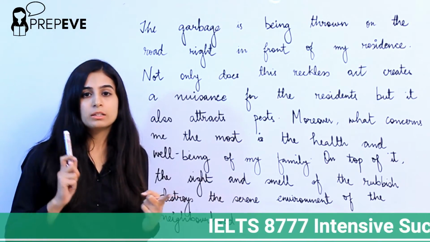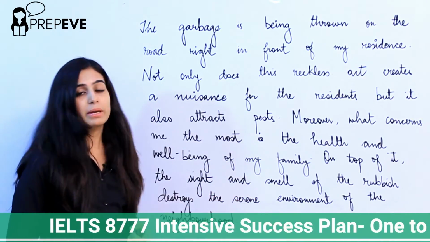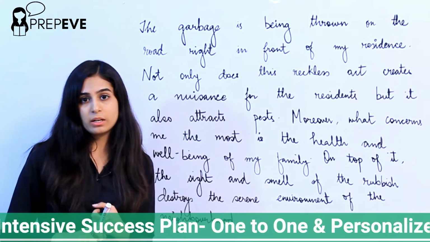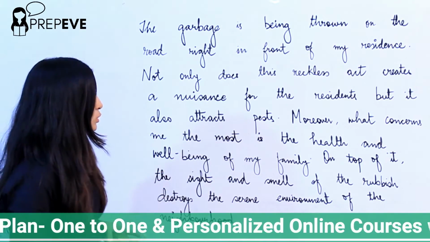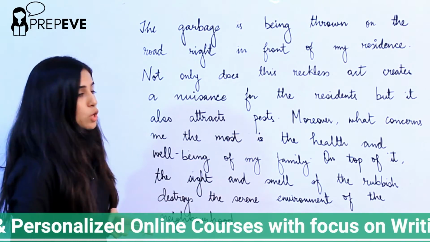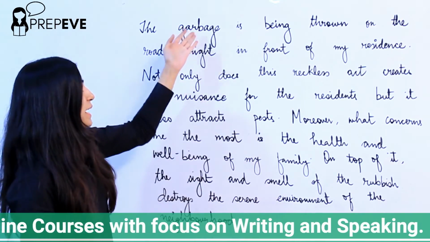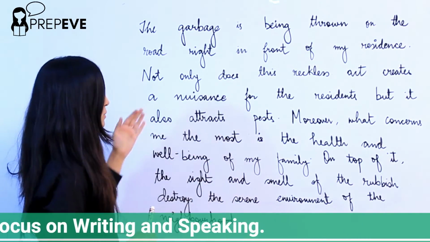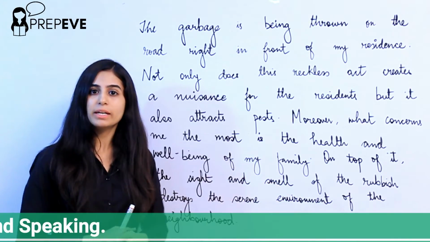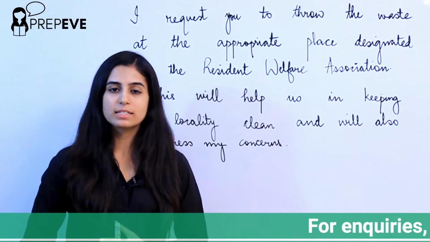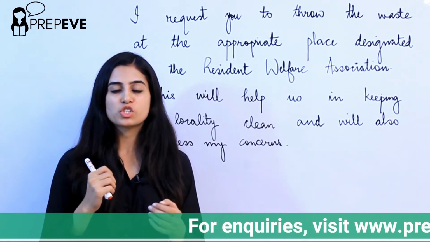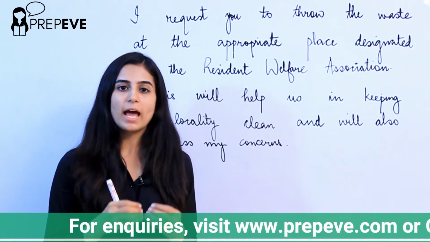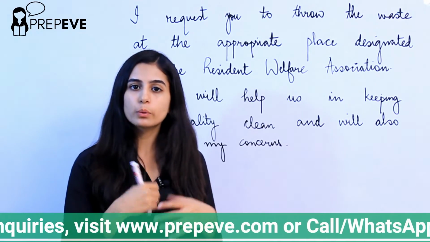So, we've described these things that are bothering us. Number one, the serene environment is getting impacted by the garbage. Number two, the pests are being attracted because of the garbage. Number three, it's right in front of my house and it can impact the well-being of my family. That's about it.